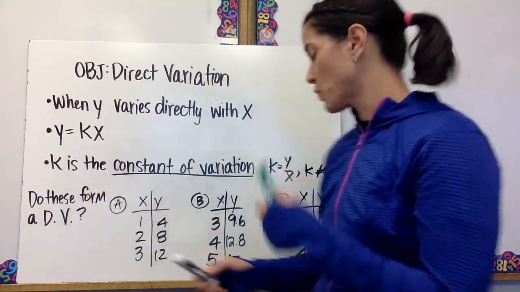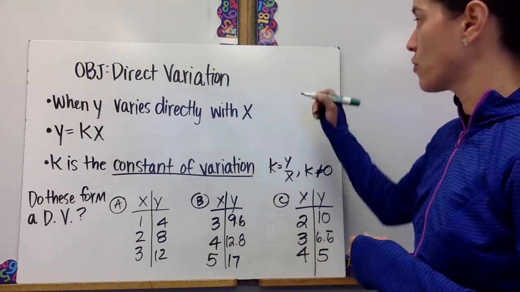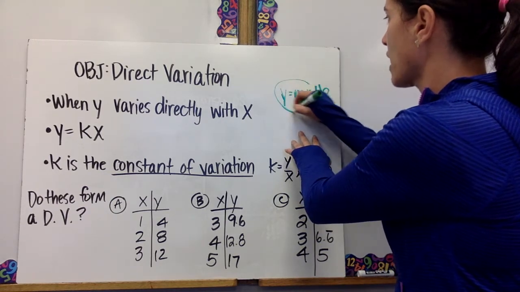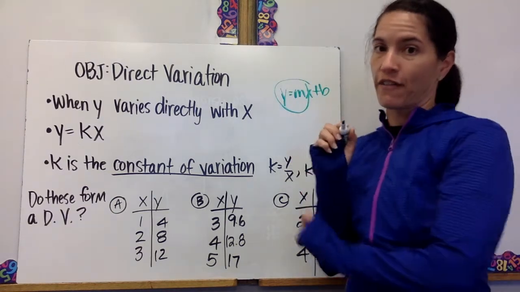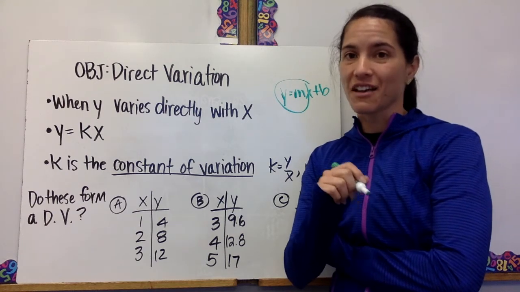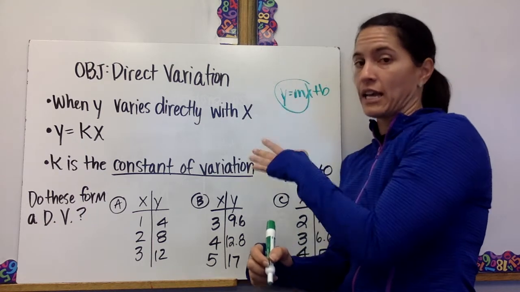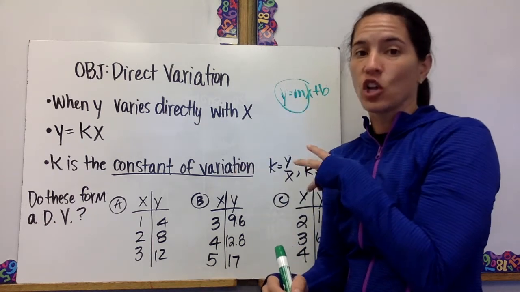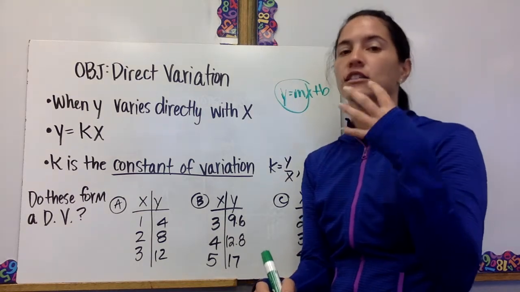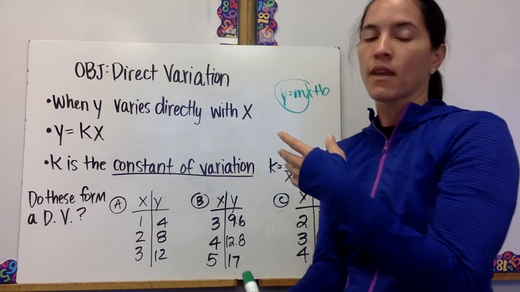We've already worked with slope-intercept form, y equals mx plus b. So it's kind of like the first half of slope-intercept form, y equals kx. K is called the constant of variation. In slope-intercept form, m is the slope of the line, but in a direct variation, k is called the constant of variation. That means that's how much it's constantly changing. Variation means change. Constant stays the same.